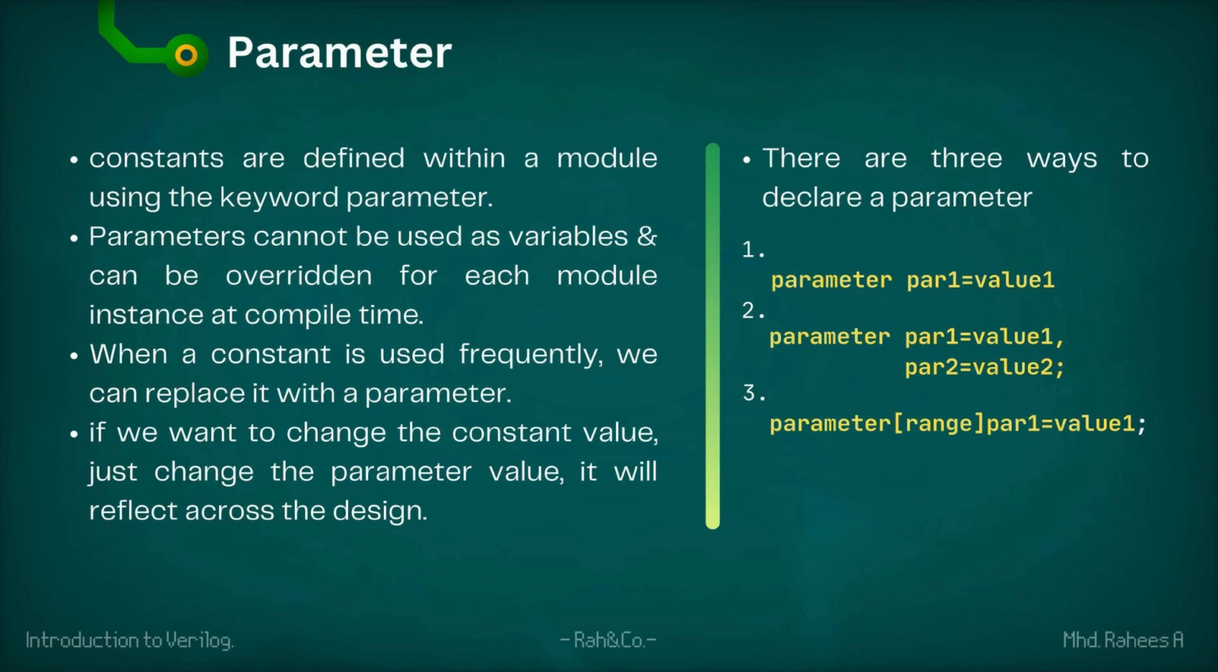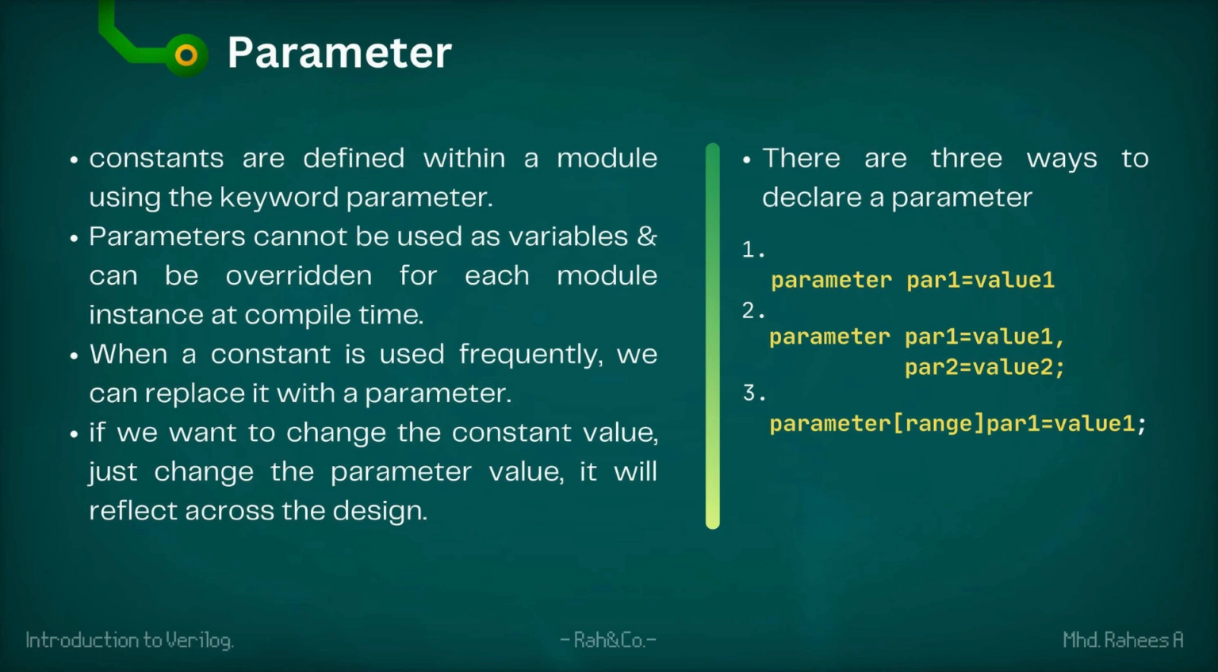Parameter. In Verilog HDL, constants can be defined within a module using the parameter keyword. A parameter can be used as a variable, but its value can be overridden for each module instance at compile time. When a constant is used repeatedly throughout a design, it can be replaced with a parameter, allowing the value to be defined in one central location. If the constant value needs to be changed in the future, only the parameter's value needs to be updated, and the change will be reflected across the entire design.